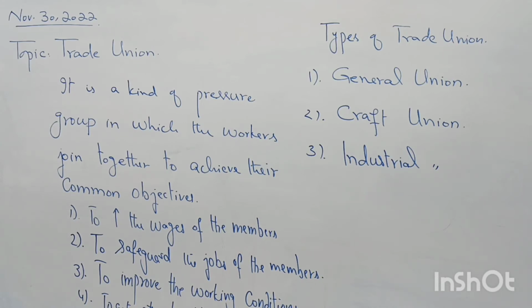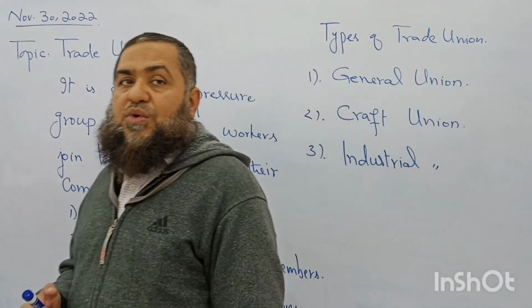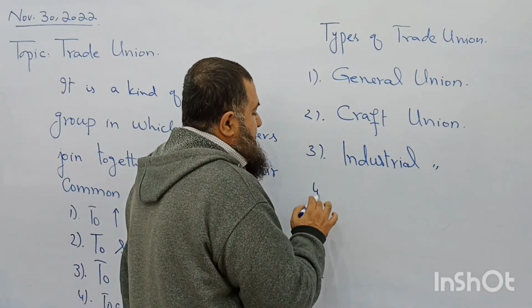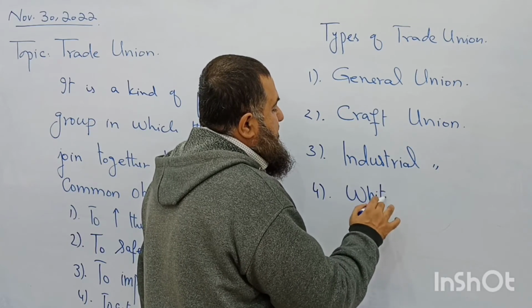If any entrepreneur or employer is not doing right or fair things with the workers, the strike of the workers can be extended to the whole industry. That will have more impact. Okay? So when a specific industry's workers make a union, that is called what? Industrial union. Now the last one, that is about white collar union.